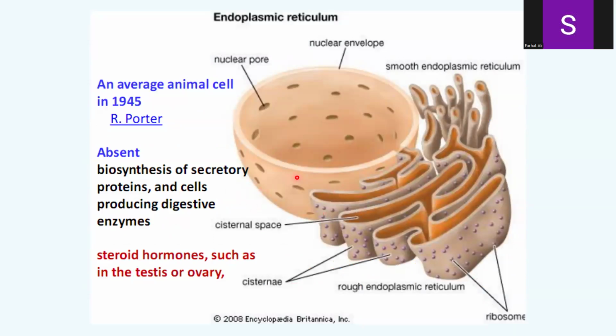This is another diagrammatic representation. You see this is the nucleus, and the membrane of the nucleus is continuous with the endoplasmic reticulum. In this part, the rough endoplasmic reticulum is shown, which is bound by ribosomes, and then here is the smooth endoplasmic reticulum.